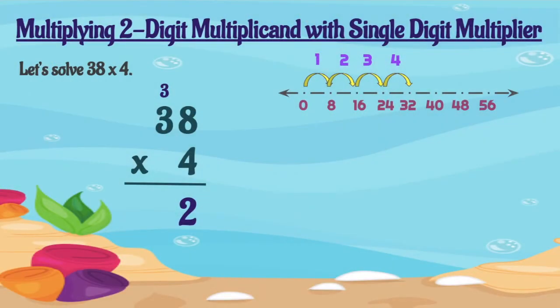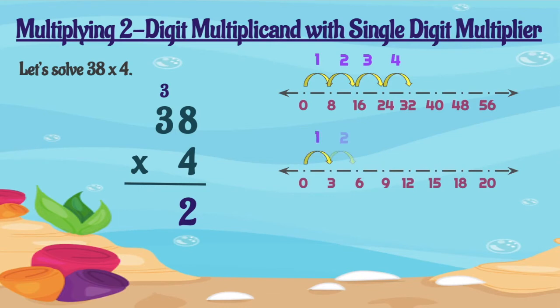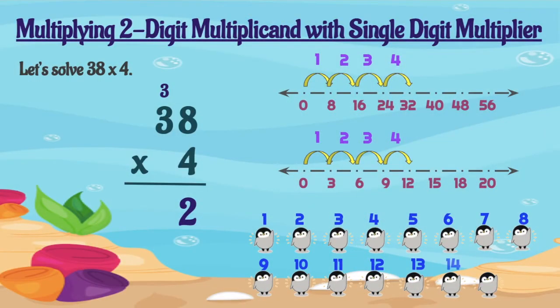Now, let's proceed. This time, what numbers do we need to multiply? It's 3 and 4. Good job! So now, let's keep count. 3, 6, 9, 12. Great counting! Lastly, let's add our carry 3. 13, 14, 15. 38 times 4 is equal to 152.